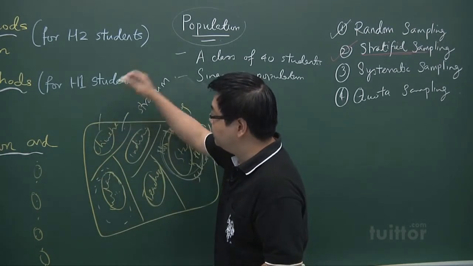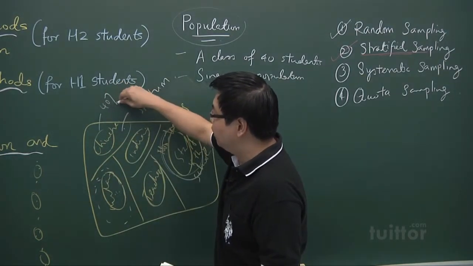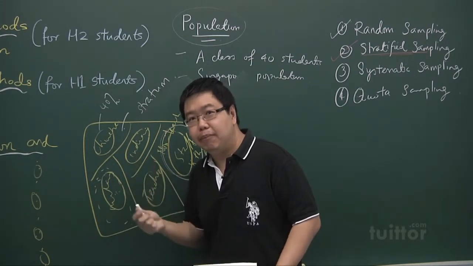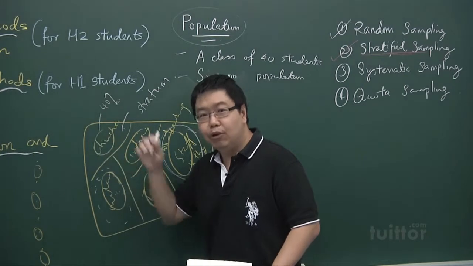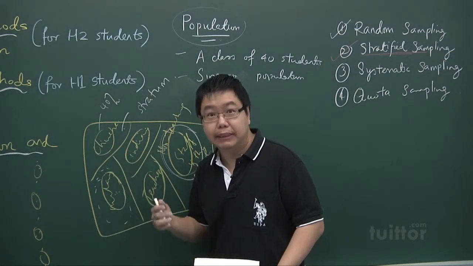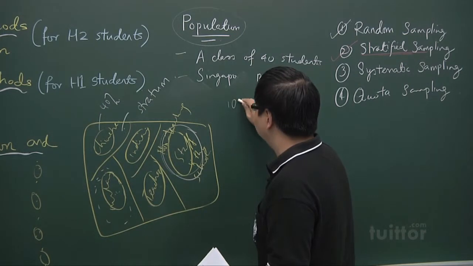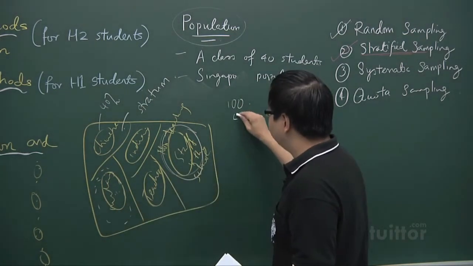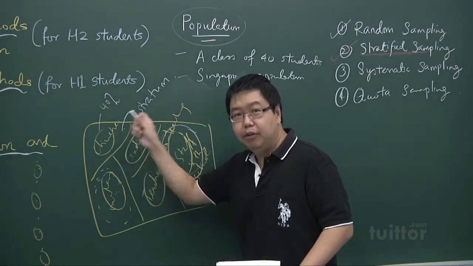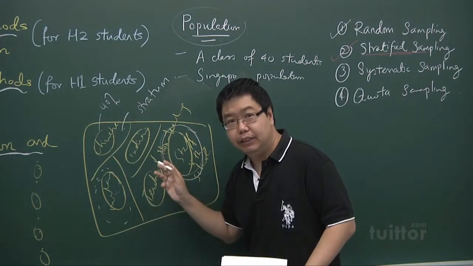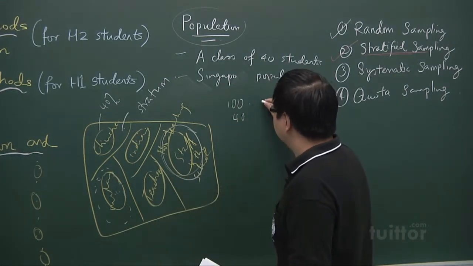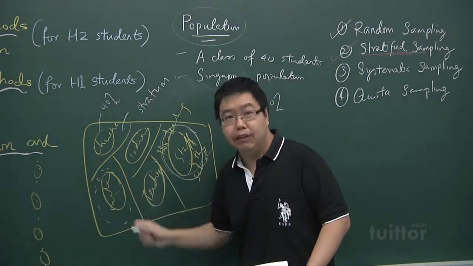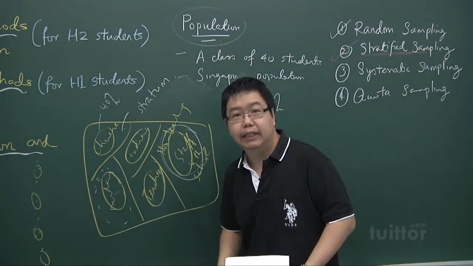For example, if the Chinese comprise, say, 40% of the school population, then when we sample, we will ensure that the number of people that we are sampling from this group is also 40% of the entire sample size. That means if you're going to pick 100 people from this school population, we must ensure that 40 of them come from Chinese, because Chinese make up 40% of the population. For example, Malays may make up another 40%. Then we will ensure that we pick another 40 Malays from this entire sample.